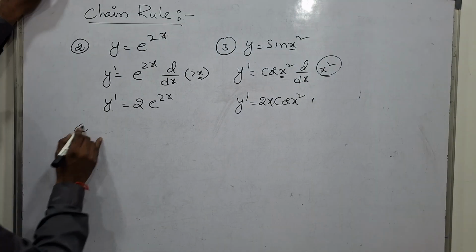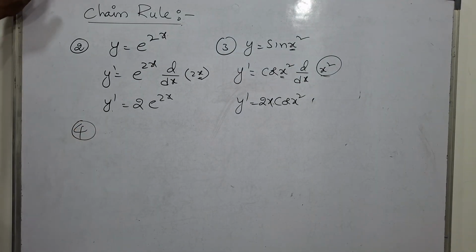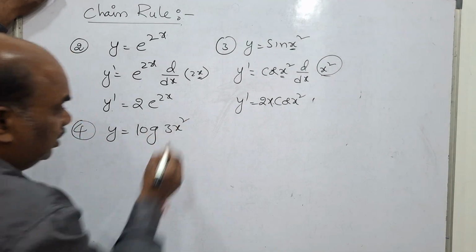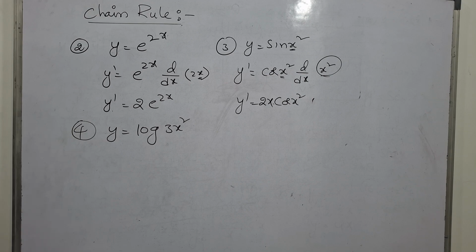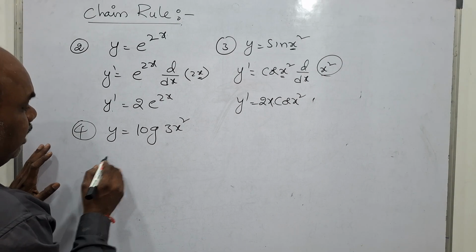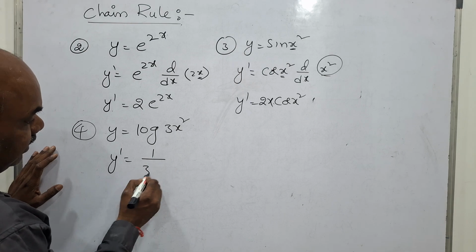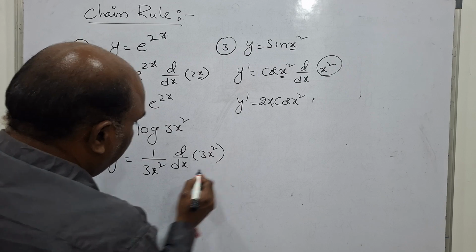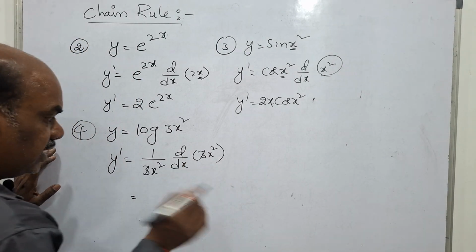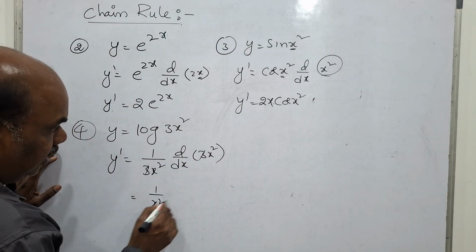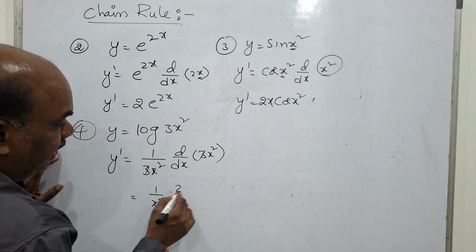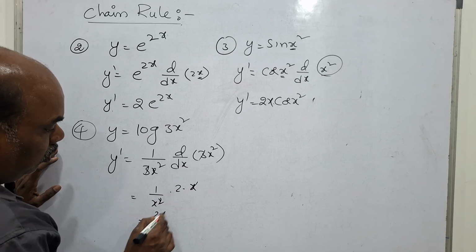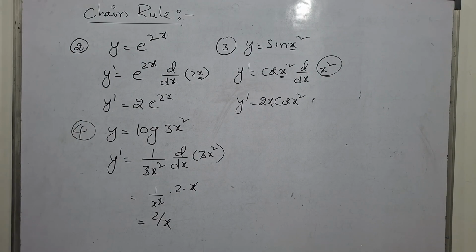Question number 4. y is equal to log 3x square. This is the function. Now find dy by dx. The differentiation of log x is 1 by x. Again, differentiate 3x square. Keep 3 aside; the 3 constants cancel. So 1 by x square into the differentiation of x square, x power n, n into x power n minus 1. 2 minus 1 is 1, the x cancels. 2 by x is the answer.